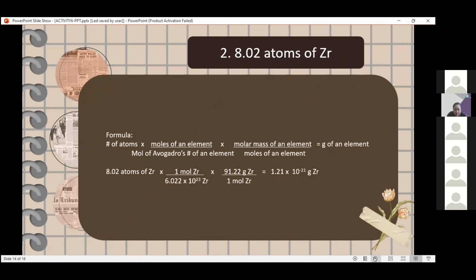Next is 8.02 atoms of zirconium. Given is the 8.02 atoms of zirconium. The formula is the same as number 1. Then calculate it.